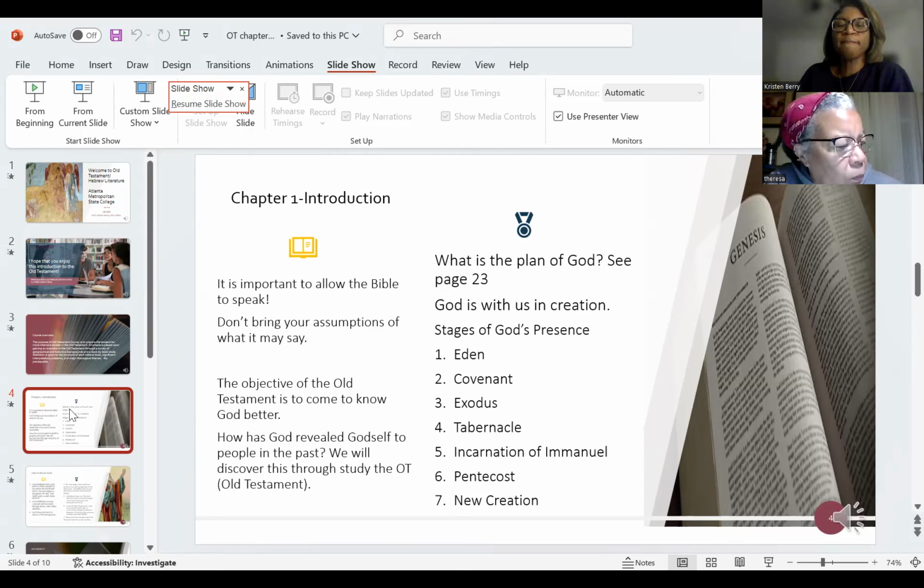One of the really cool things is that the Old Testament reveals a plan of God. God had a plan for us, God had a plan for humans. And this is on page 23 if you want to look at it later.